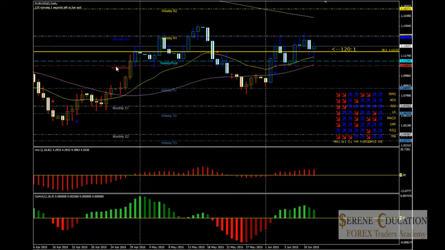Now you'll notice that the monthly pivots and the weekly pivots are below price, so clearly they're supporting bias to the upside in our near term.